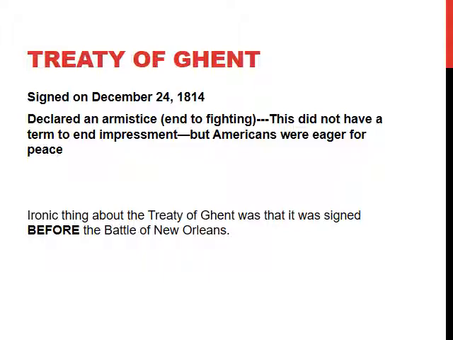The ironic thing about this treaty was the fact that it occurred before the last battle of the war, which was the Battle of New Orleans. The reason why this happened was because news traveled very slow back then. The Battle of New Orleans occurred a month after the treaty was signed.